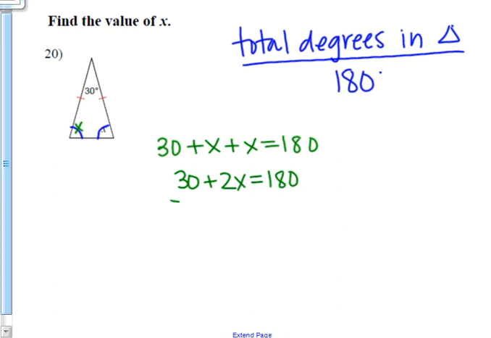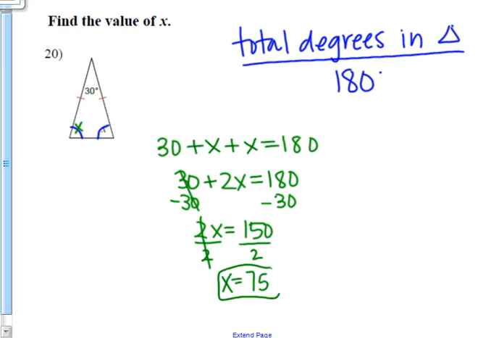When I subtract 30, I get 2x equals 150. And then when I divide 150 by 2, I get 75. So I know that x has to be 75 degrees.